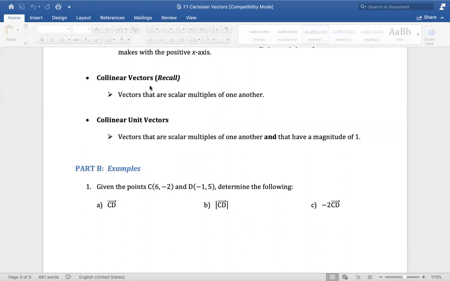Collinear vectors. Vectors that are scalar multiples of one another, okay? We've already gone over a scalar multiple. Collinear unit vectors though. So it's a unit vector, but the difference is that it's collinear. So vectors that are scalar multiples of one another and have a magnitude of 1, right? Just because of the unit part.